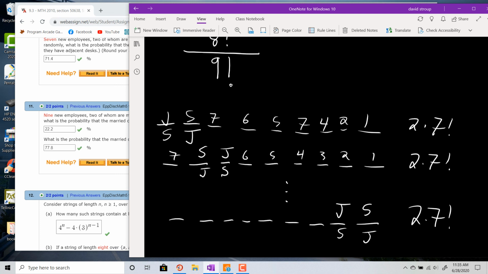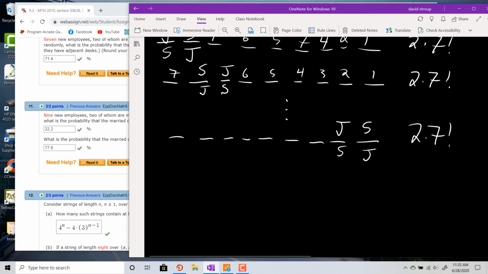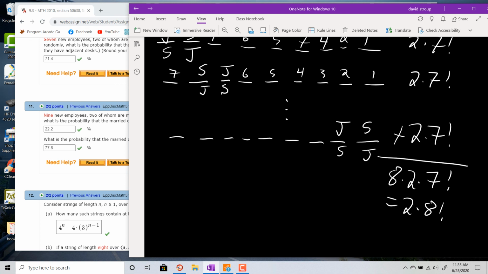How many total are there? There was sitting here, 1, 2, 3, 4, 5, 6, 7, 8, all the way up to these last 2 slots. So there's 8 of those, and you add them all up. There'll be 8 times 2 times 7 factorial, which is 2 times 8 factorial. The total number of positionings you could have is 9 factorial. So 2 times 8 factorial over 9 factorial gives me about 22%.